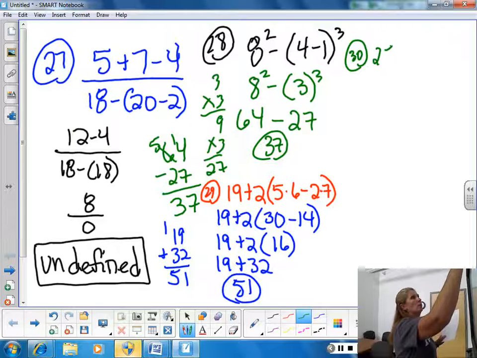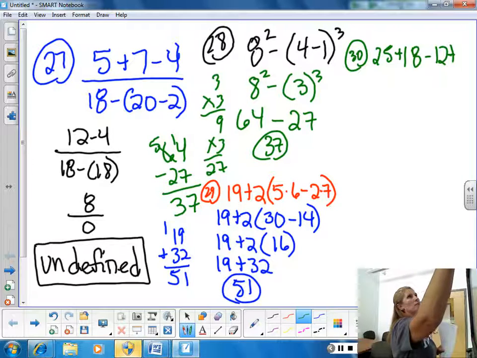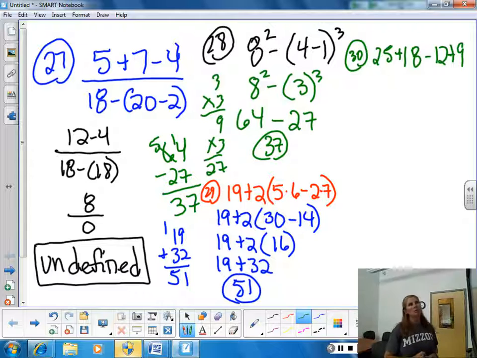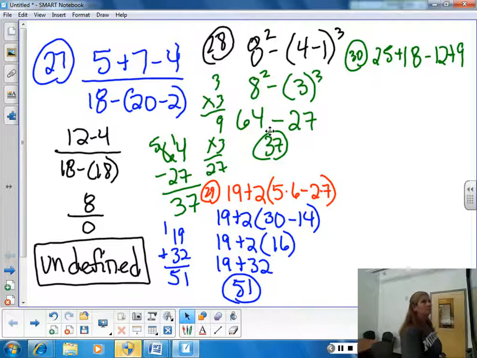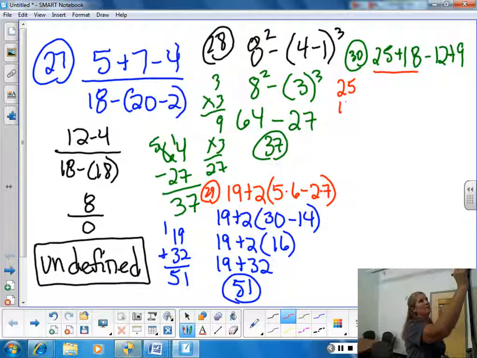Okay, 25 plus 18 minus 12 plus 9. All I'm looking for here is that you remember that addition and subtraction are on the same step and you work them from left to right. So you're going to start out and add these two numbers. Again, if you don't feel confident, put them down and do them off to the side. This would be 43.